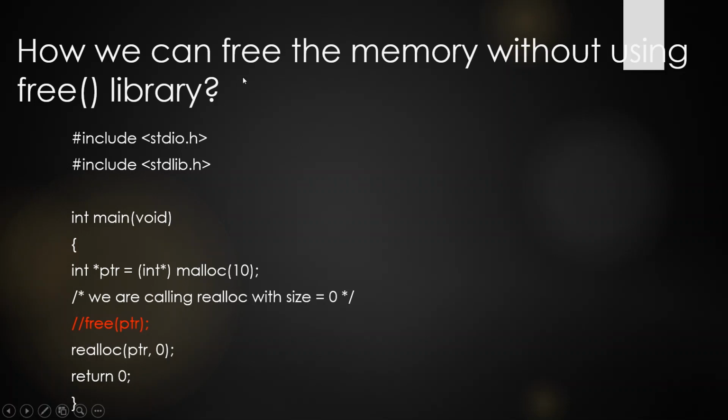If in an interview someone asks how we can free the memory without using the free library function, we can directly answer that we can use realloc and resize to 0. Then we can deallocate the memory to 0. A pointer pointing to null means the memory is already deallocated.